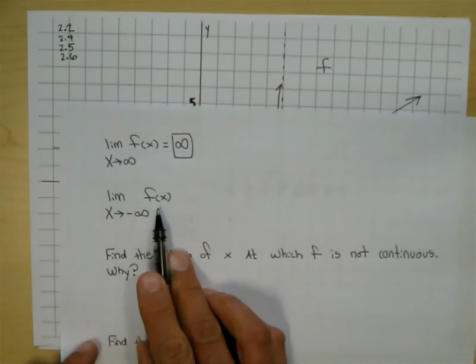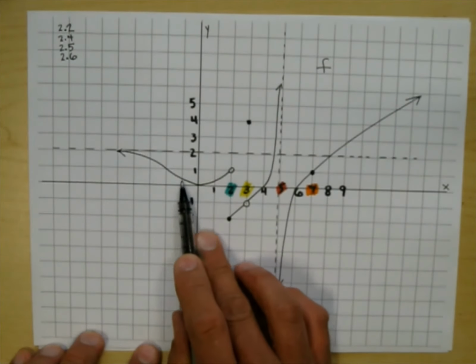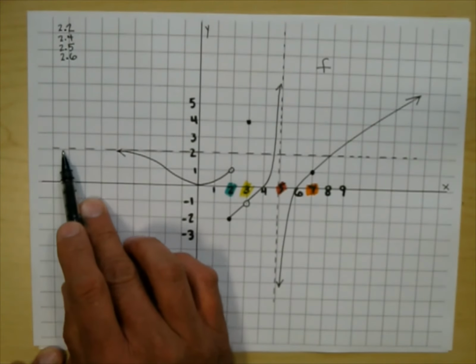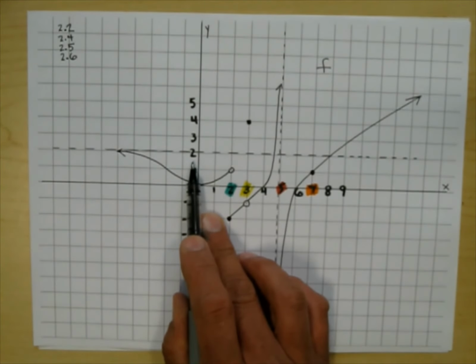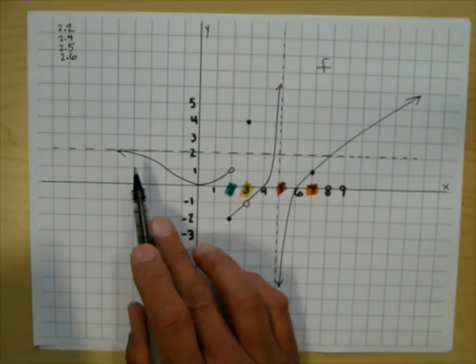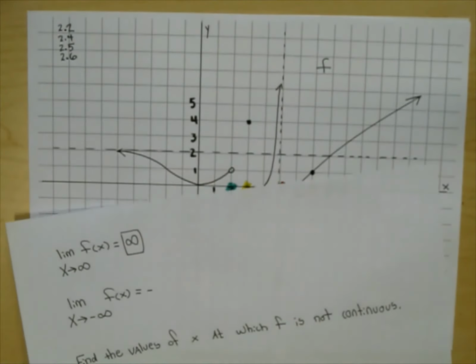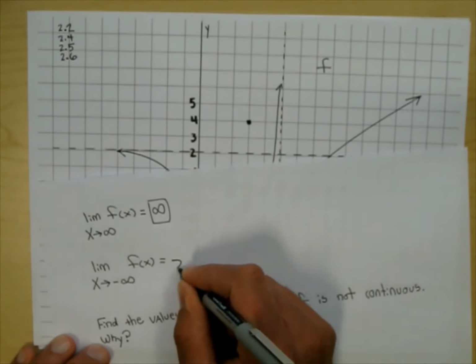What is the limit of f as x approaches negative infinity? Well, now you're kind of going off this way, to negative infinity, and are you getting closer and closer to a y value? And the answer is yes, because there is a horizontal asymptote there, and the y value you are getting closer and closer to happens to be y equals 2. So the limit of f as x approaches negative infinity is positive 2. Okay, so I'll put the 2 right there.